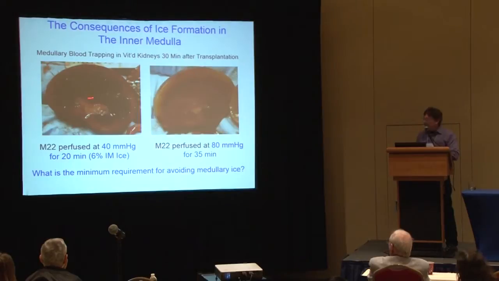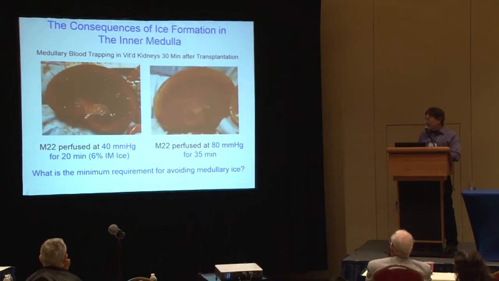So presumably this is mechanical damage from the formation of ice in this highly delicate structure, and that's been completely overcome. The problem with that is that this protocol is not well tolerated by the kidney. This protocol will kill the kidney. So it's instructive, but this doesn't solve our problem. So we have to know what the minimum requirement is for avoiding medullary ice. And we have to know how much medullary ice might be tolerated.